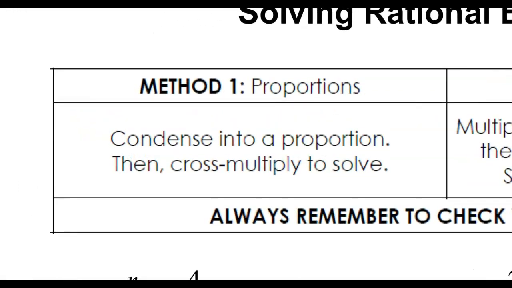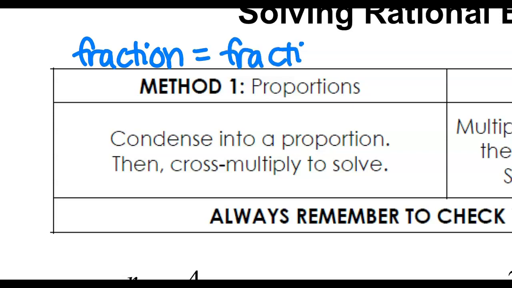So there's two methods of solving. The first method is using a proportion. If you can condense into a proportion, which is one fraction equal to another fraction, you can pretty much cross multiply and then solve. That's the only time you can use proportions, if you have one fraction equal to another fraction. If that's the case, then you can use this method and solve.